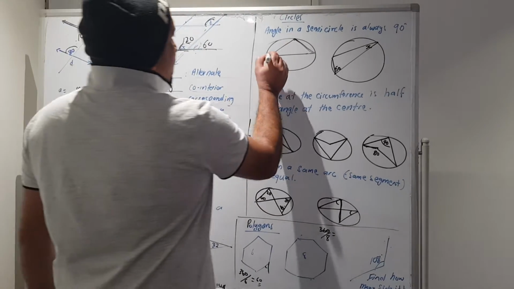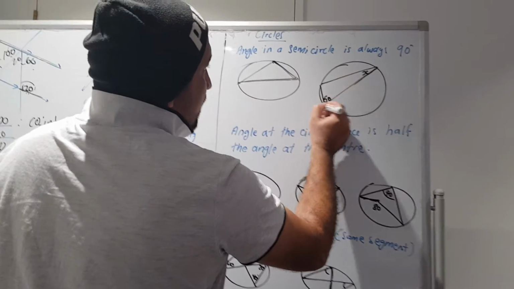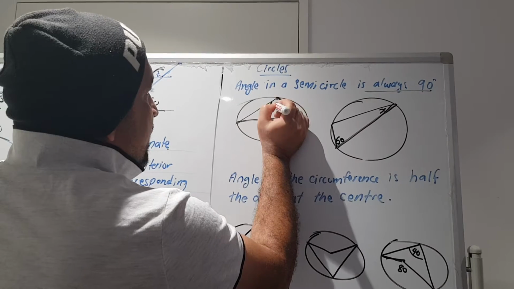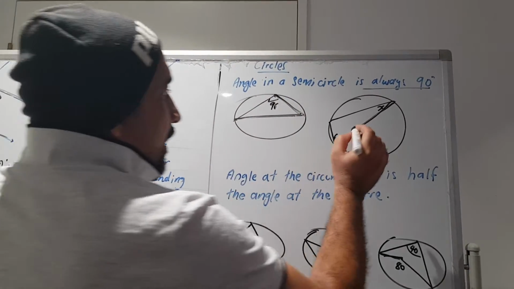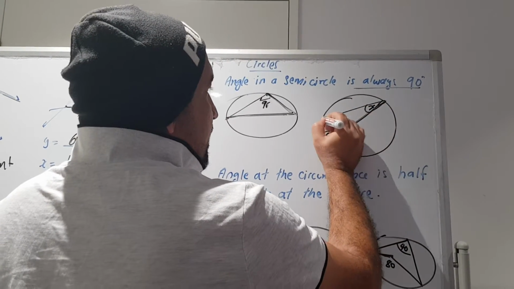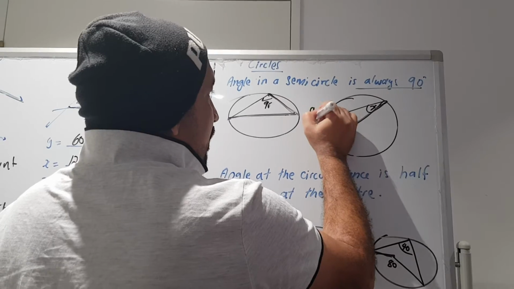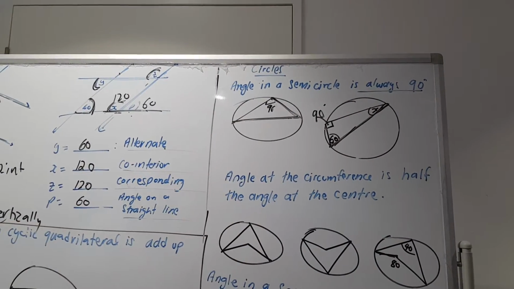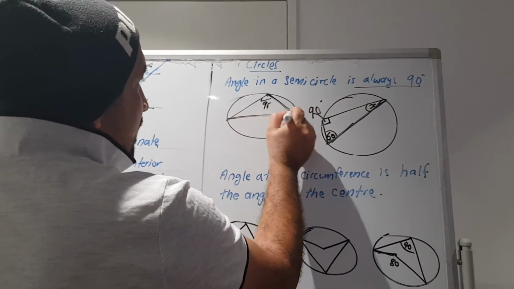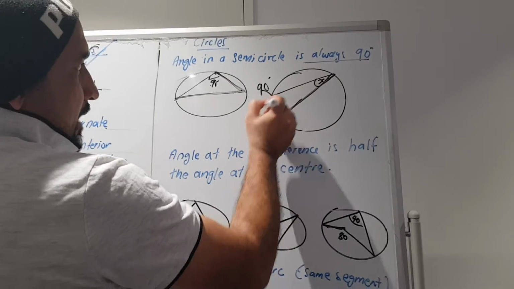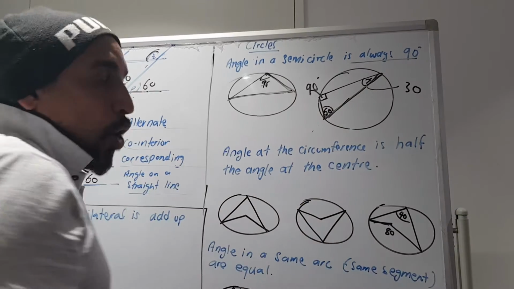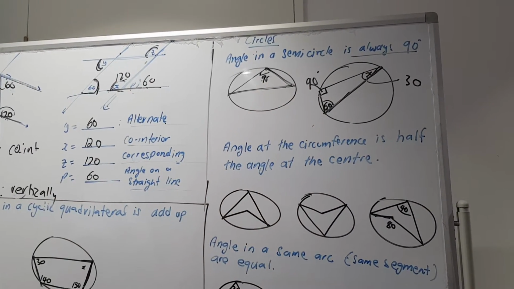Angle in a semicircle. If this is a semicircle, half a circle, the angle in it is always 90. So this is 90 degrees. If this is 60, you have to find x. So the angle in a semicircle over here will be 90 degrees. By the look, you can even know which one is 90 degrees. So angle in a semicircle is always 90. So x will be 30, because 90 plus 60 plus 30 gives you 180. Angle in a triangle is 180.